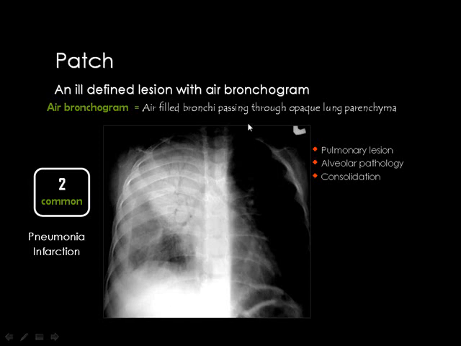Then we come to the patches. The patch is an ill-defined lesion with air bronchogram inside. And by this air bronchogram, you know that this is a pulmonary lesion, alveolar pathology, and it is consolidation. There are only two which present like this, which are the pneumonia and the infarction. Then if I asked you about the frequency of pneumonia against the frequency of infarction, which is more common? Yeah, of course. Then we used to diagnose any patch in the lung as pneumonia unless we have a clear history of infarction.